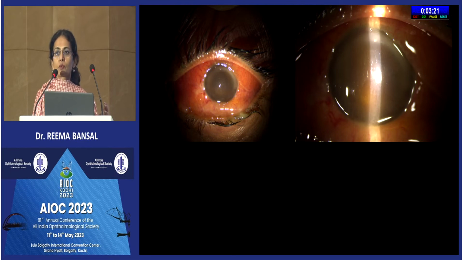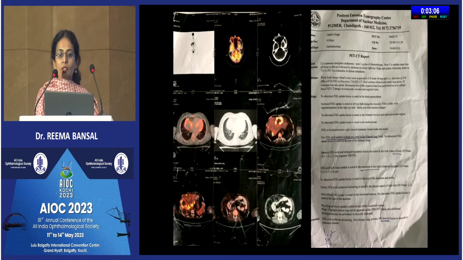Only thing that we did was we started him on IV antibiotics because we wanted to take care of the chemosis and the proptosis. We were not sure whether it's orbital cellulitis. So this was the response, and you can see the left eye has turned very soon into a blind eye. We got the PET CT of this patient because we wanted to know what's happening.